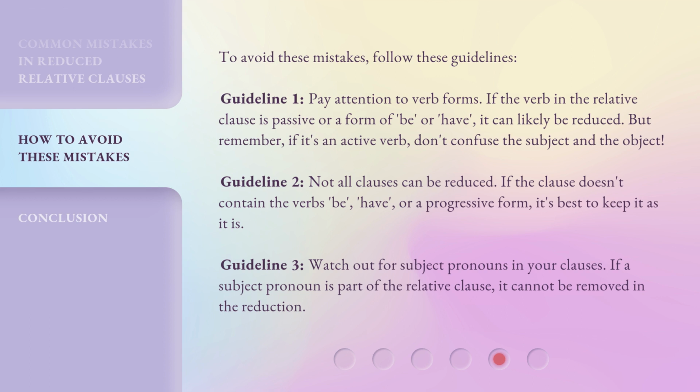Guideline 2. Not all clauses can be reduced. If the clause doesn't contain the verbs be, have, or a progressive form, it's best to keep it as it is. Guideline 3. Watch out for subject pronouns in your clauses. If a subject pronoun is part of the relative clause, it cannot be removed in the reduction.